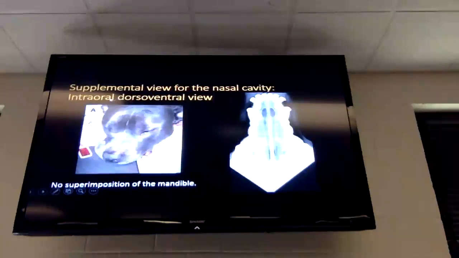And this is the intraoral DV view. So see how the cassette is going into the mouth. And the thinner the cassette, the farther you can go to capture the entire nasal cavity. Okay? And this is how you get the view without mandible in it. Okay?